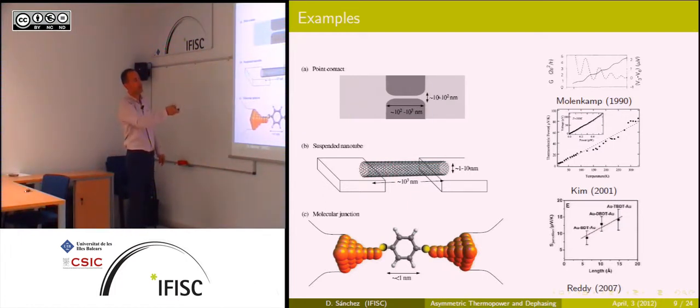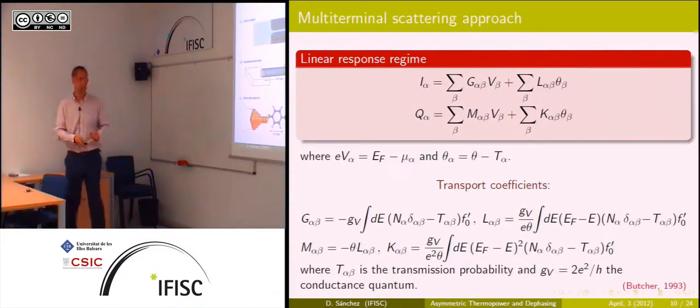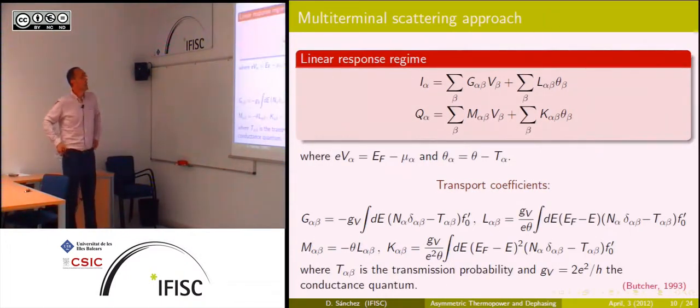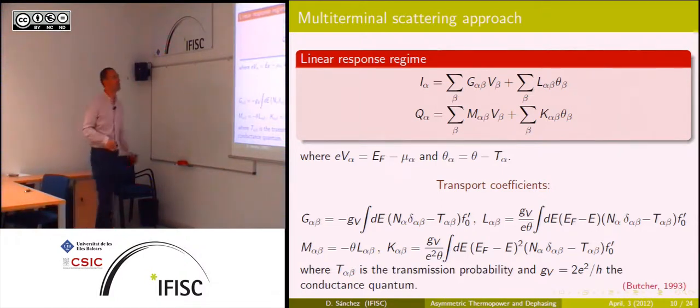All of them are more or less of the same order, around 50 microvolts per Kelvin, 10 microvolts per Kelvin. That's more or less the order of magnitude. This is of the same order as in metallic thermopower. I think it's slightly different, but these are the first experiments.